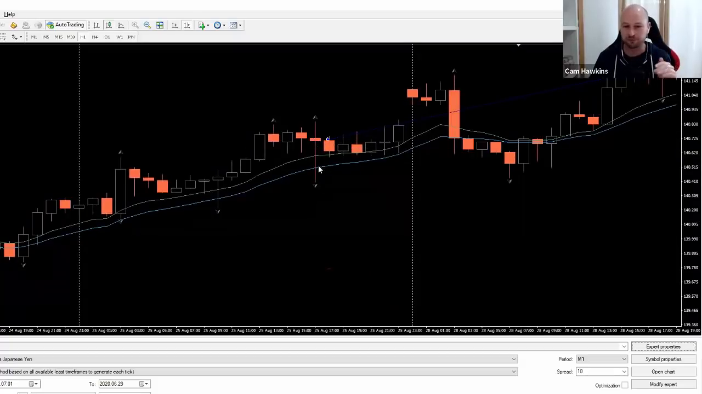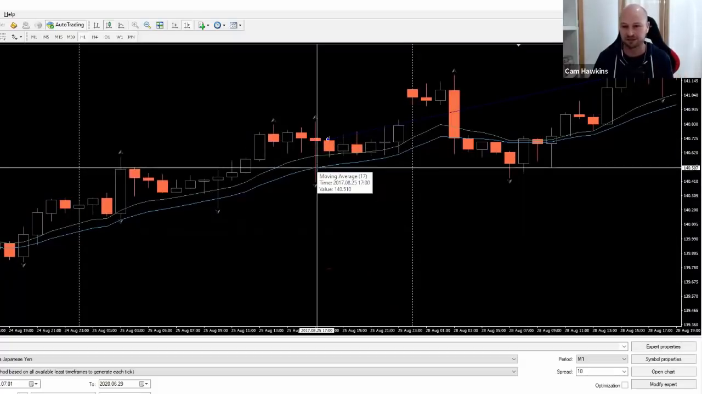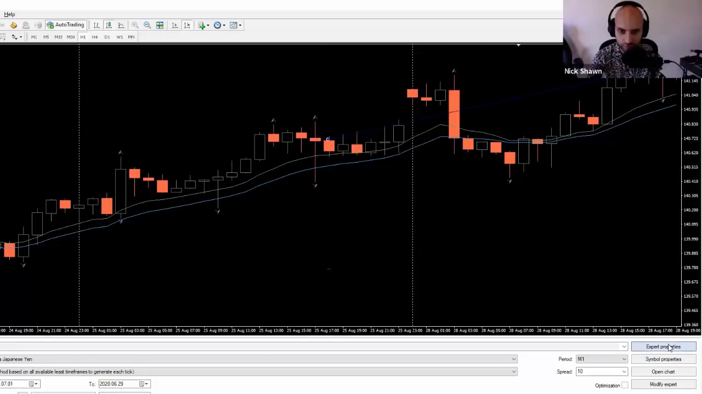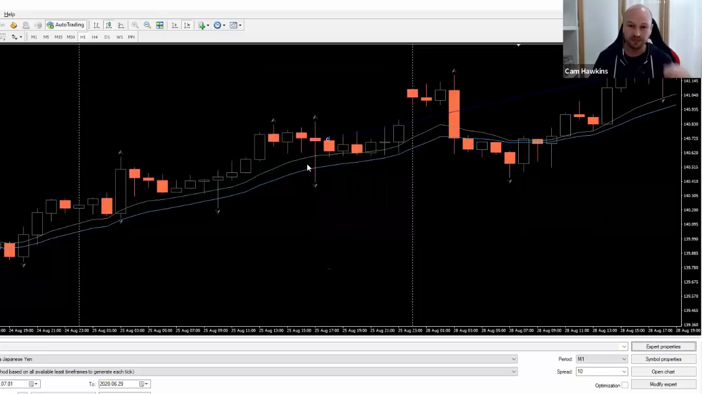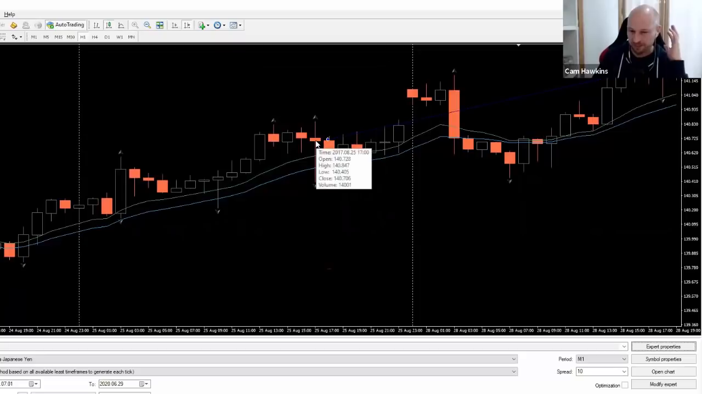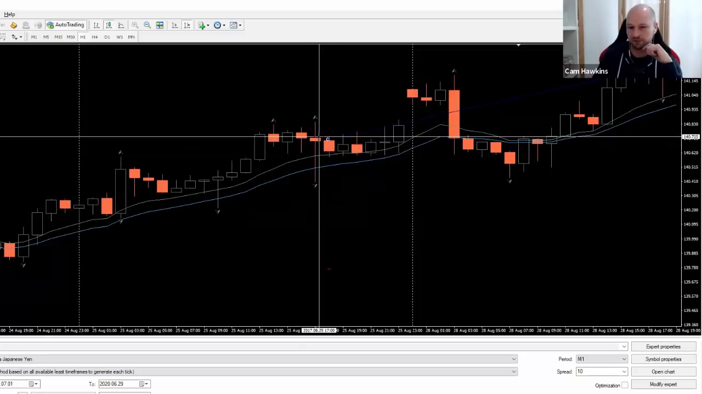The candle before, basically the candle that penetrates the slow moving average, I've added the option, and this one's turned to false. I've called it opposite candle touch. So this one's turned to false, which means it can be any candle that touches it. If I turn it to true, it means for buys, it needs to be a bearish candle to touch the moving average. Does that make sense?